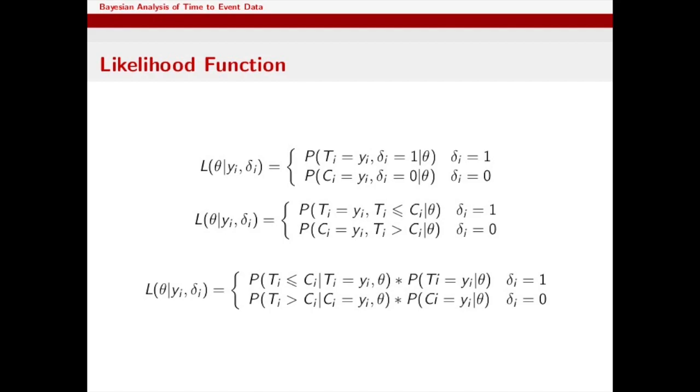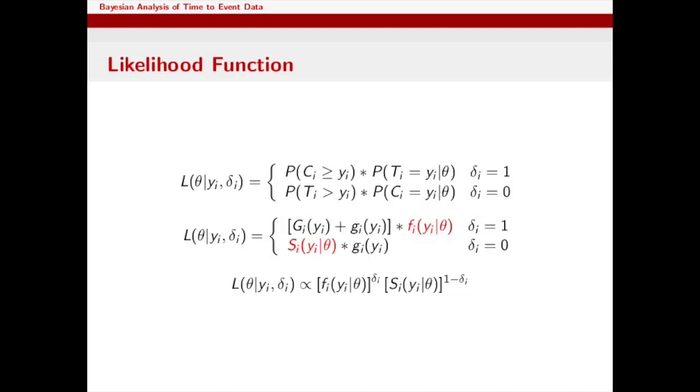Now we can take the probability function apart. When delta_i equals 1, the ith likelihood function is equal to the probability of t_i less than or equal to c_i given t_i equal y_i and theta, times the probability t_i equal y_i given theta. When delta_i equals 0, the ith likelihood function is equal to the probability of t_i greater than c_i given c_i equal y_i and theta, times the probability c_i equal y_i given theta. Next, we replace t_i by y_i when delta_i equals 1 and replace c_i by y_i when delta_i equals 0.